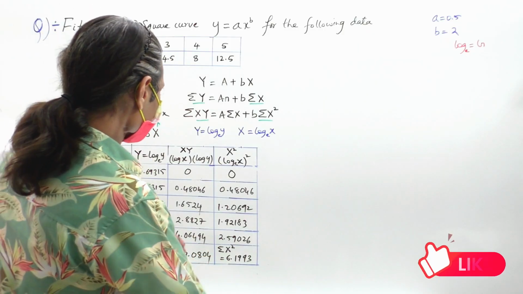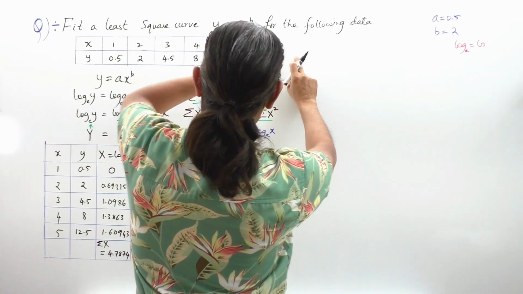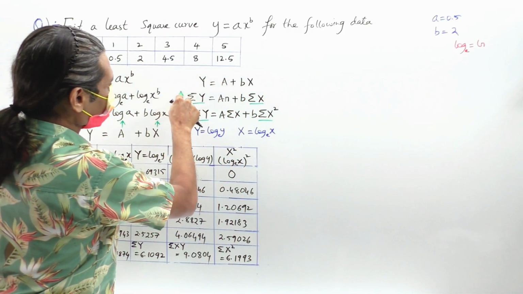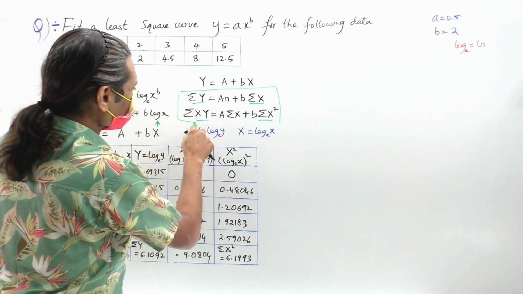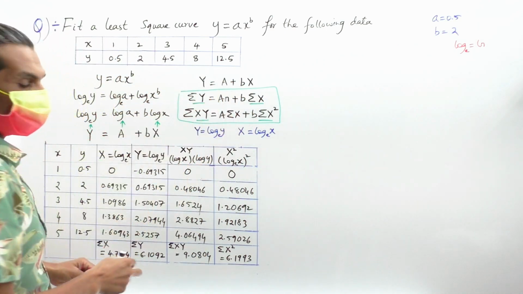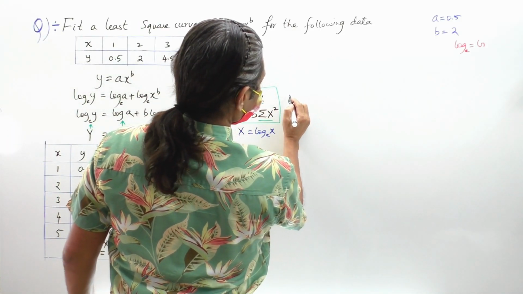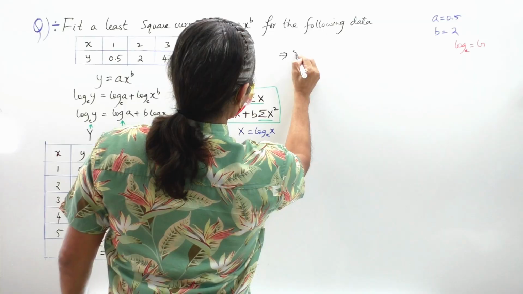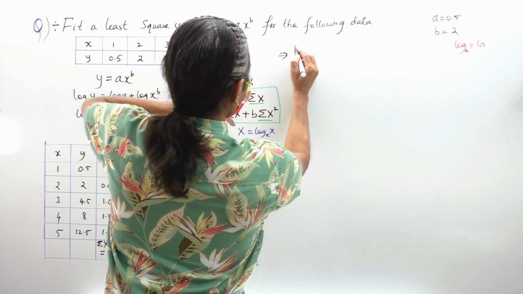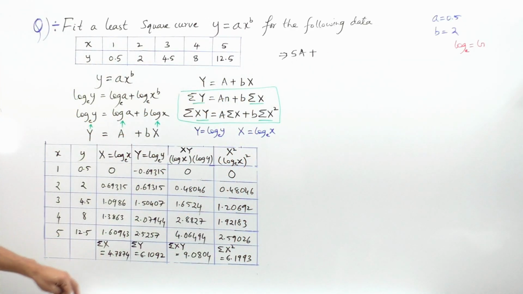Okay, now we have the table here. Now let us input the values in this. This is my least squares calculation. Now, we have n. How many terms? 5 terms: 1, 2, 3, 4, 5. So I write here that implies n into A, capital A, plus B sigma x. What is sigma x?